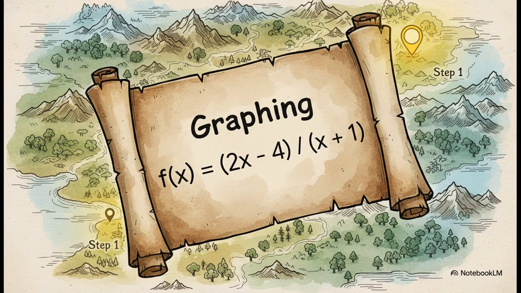Here we go, level 1, a pretty basic one to get us started. We're going to graph f of x equals (2x minus 4) over (x plus 1). So let's fire up that 6-step game plan and see what we can find.